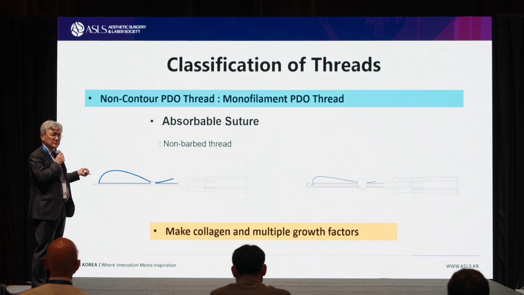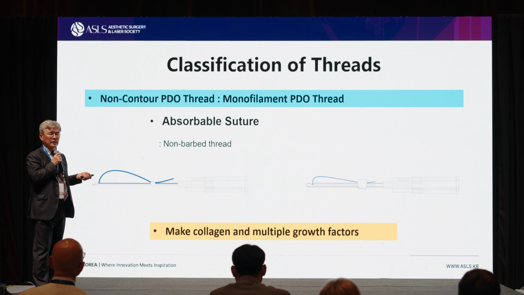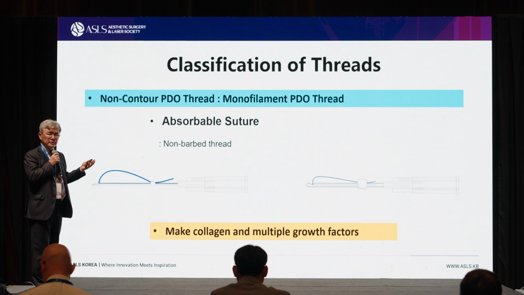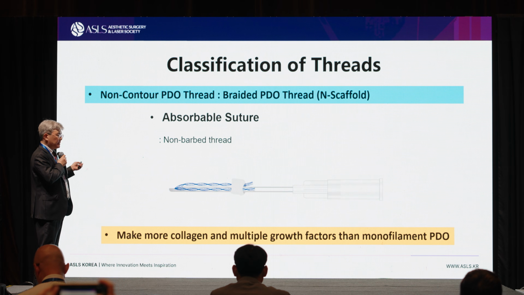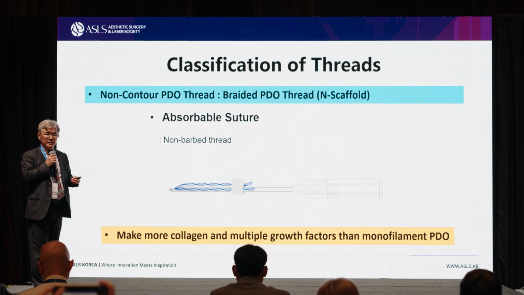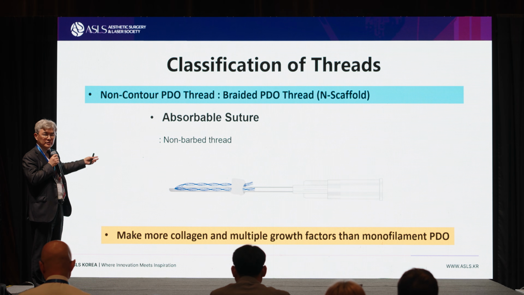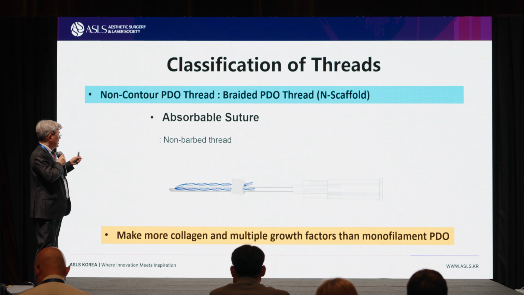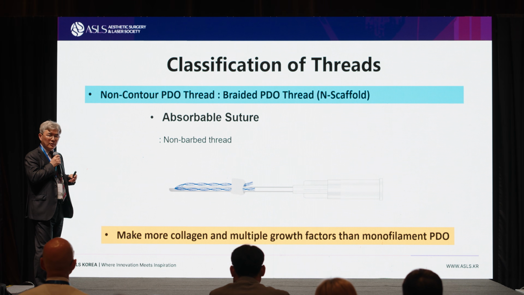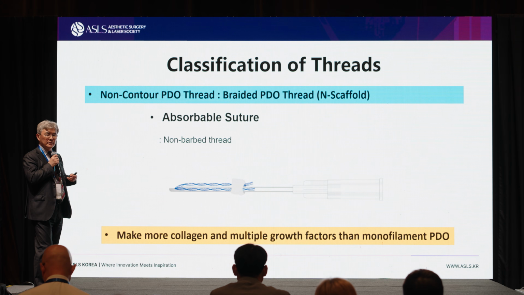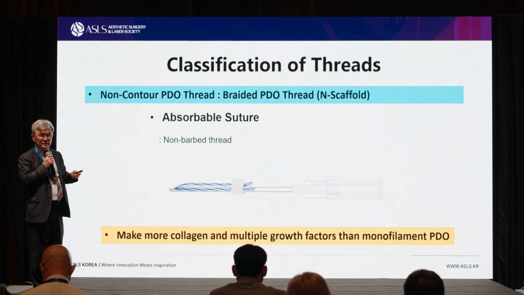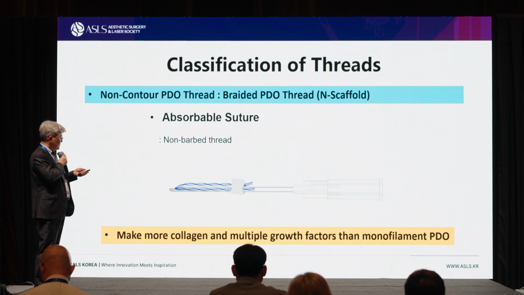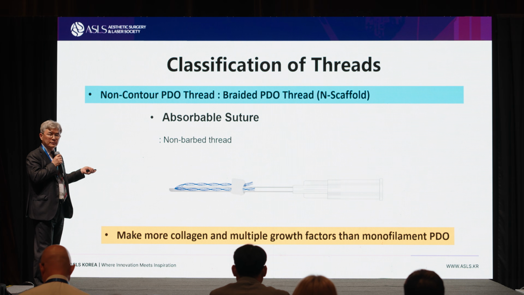This is monofilament thread. Monofilament thread has no cog, and so it is a non-contour PDO thread, the floating type non-contour PDO thread. And scaffold. In the morning, I explained this thread's functions and role. This thread also has no cog, makes more volume in the early stage, and excretes many growth factors in the tissues. So this is also a floating type non-contour thread.